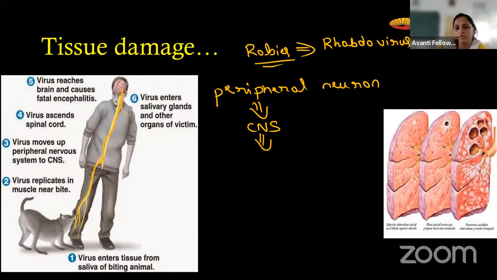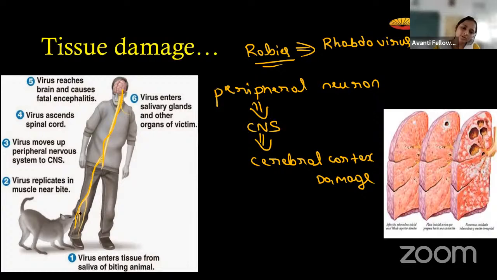What damage is it going to cause? It is going to cause cerebral cortex damage. That is how it is damaged, right? That's why we call it tissue damage.